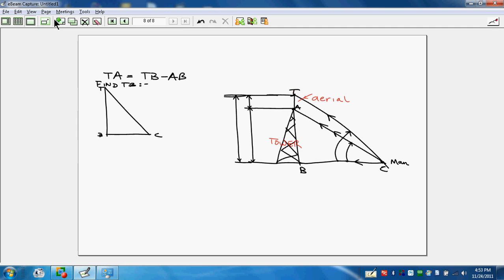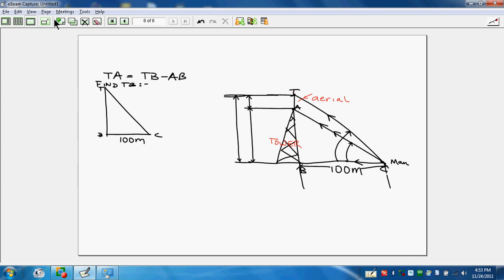I know that a surveyor stands 100 meters from the base. So B to C will be 100 meters. Right? That's this distance here. I know that that will be 100 meters. Good? So I'm going to use that here, 100 meters.